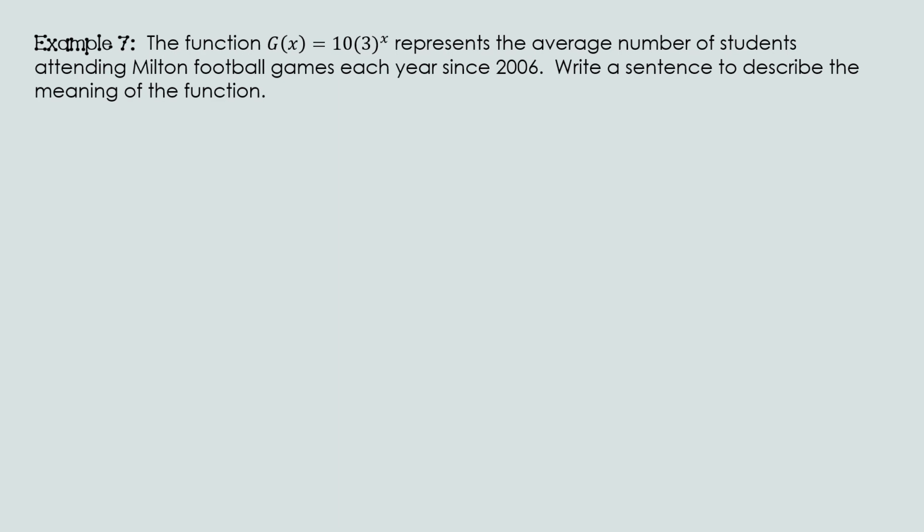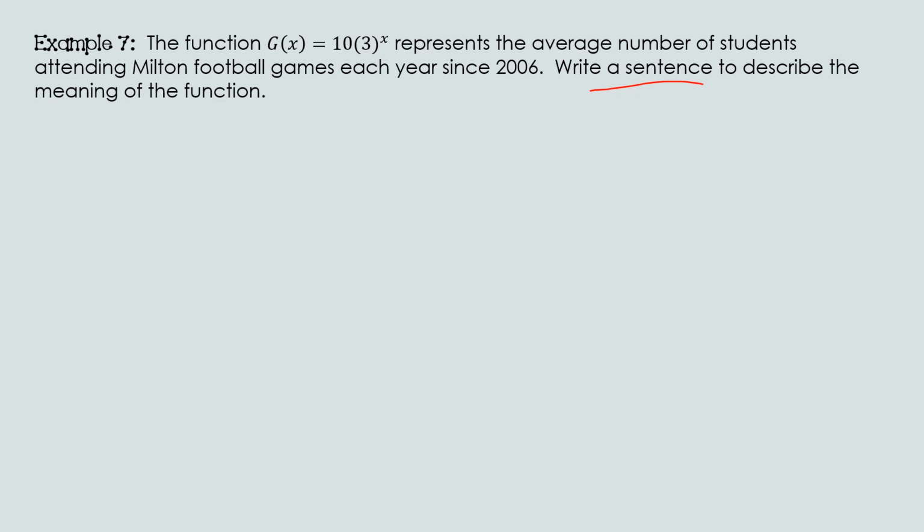So for our last example, it gives us a function, g of x equals 10 times 3 to the x power. This represents the average number of students attending Milton football games each year since 2006. Write a sentence to describe the meaning of this function. So what does the 10 mean and what does the 3 mean? What you should not be writing here is 10 is the initial value, or 10 is the y-intercept. 3 is the base. Those are important vocabulary words, but in this case, it's giving you a scenario and it wants you to fill those values in to the context of that situation.